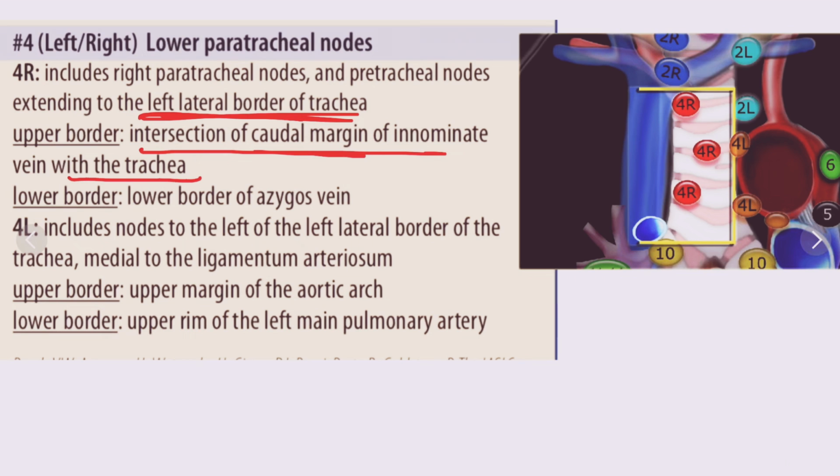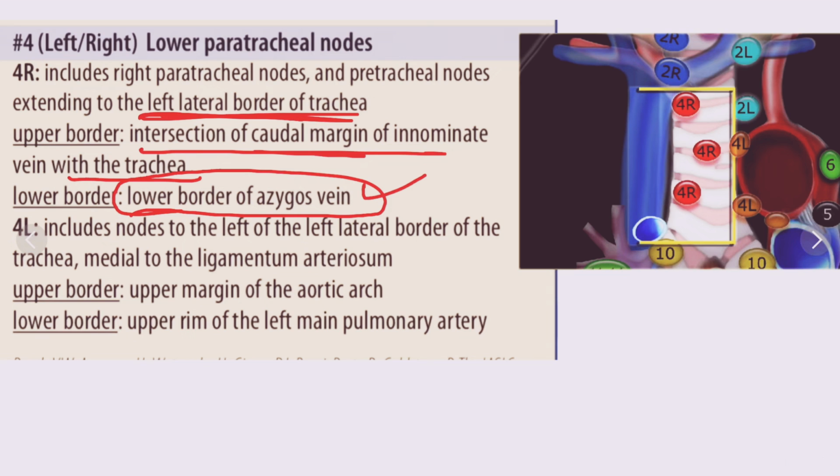While the lower border of the lower paratracheal nodes is made by the lower border of the azygos vein, very important. So the lower border of the azygos vein makes the lower border of the lower paratracheal nodes. So everything is lower, lower, lower. Then comes the left side.